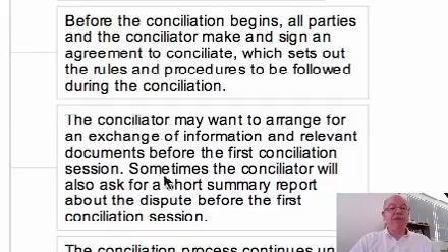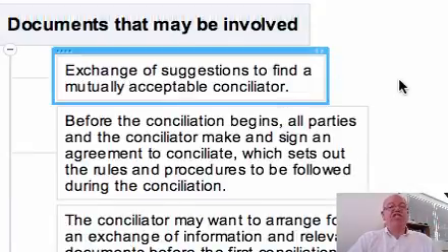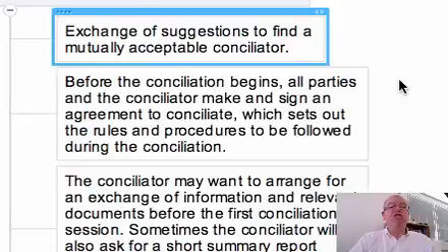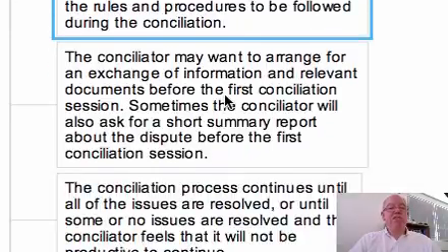What documents might be involved? Well, there could be quite a lot. Very often these things start with an exchange of suggestions to find a mutually acceptable conciliator. Before the conciliation begins, it might be in a non-obligatory conciliation or mediation that the parties sign an agreement setting out how it will work, who will be paid what, and so on. And sets out the rules and procedures to be followed.